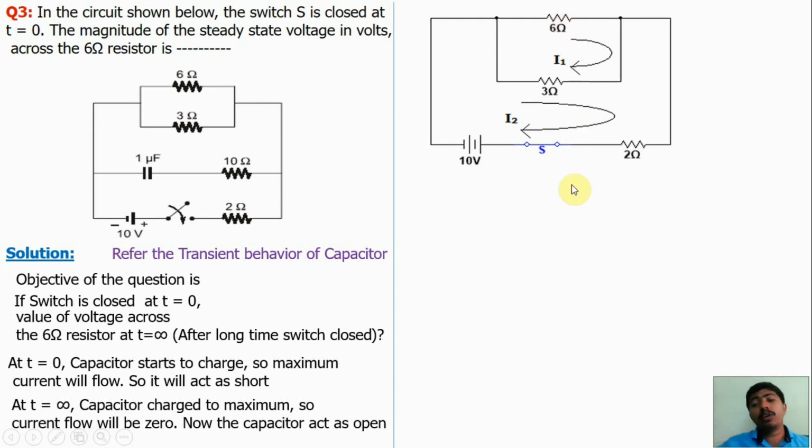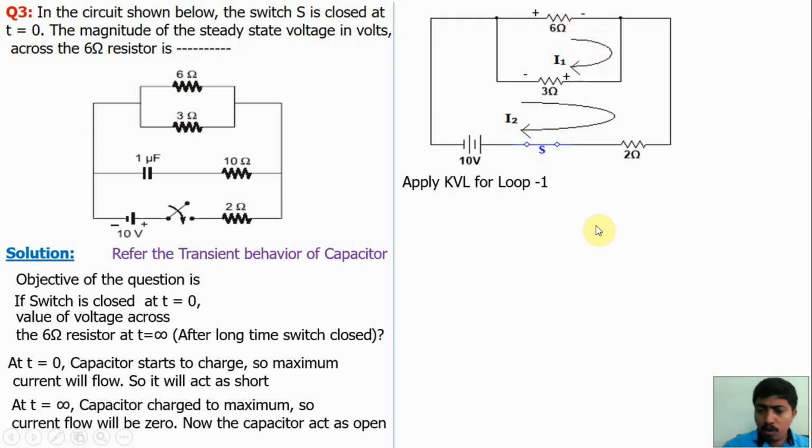Now here we are using the mesh analysis method. Just apply Kirchhoff's voltage law for loop 1. This is loop 1. This is loop 2. We know Kirchhoff's voltage law. If you don't know, just refer to the Kirchhoff's voltage law video also. We have to mark the polarity of the resistive components in the direction of current, so plus minus, because we assume the polarity in the direction of current.